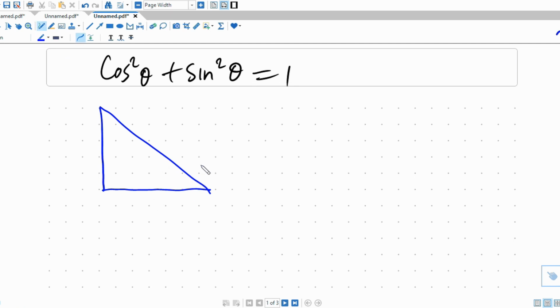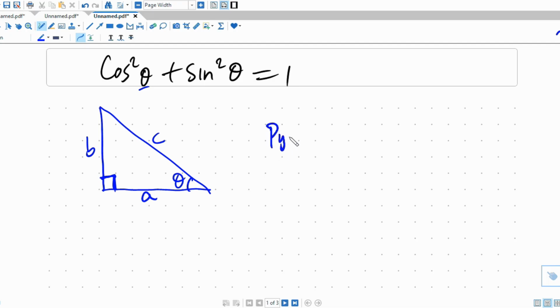Let the angle here be theta. Let's call the sides A, B, and C. According to where the angle theta is situated, A is going to be our adjacent side, B the opposite, and C is the hypotenuse side.